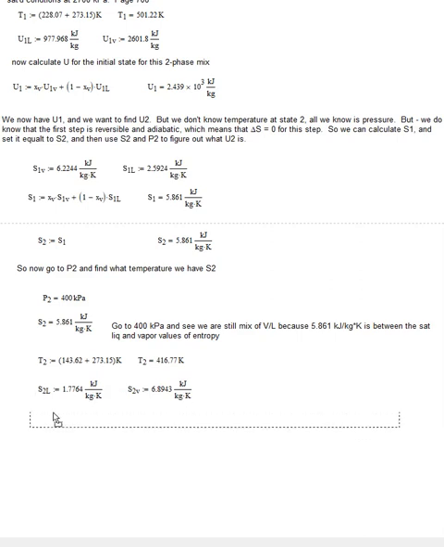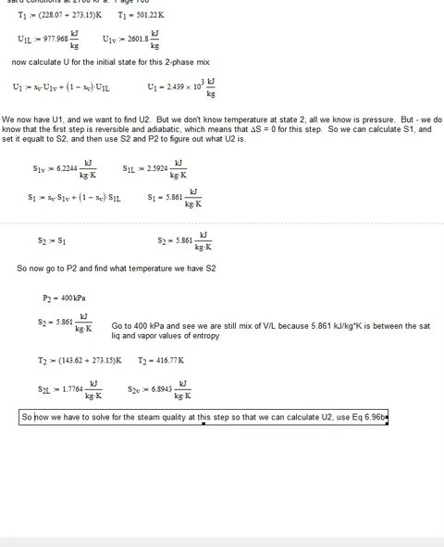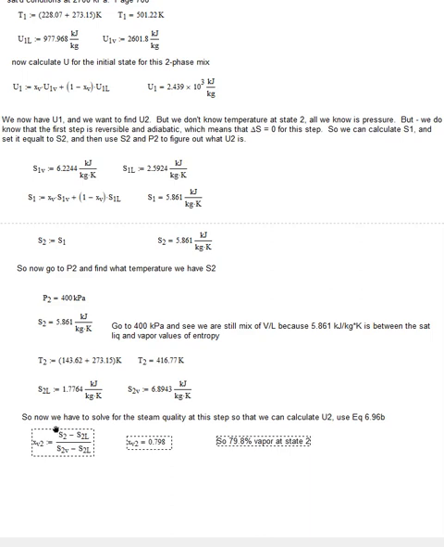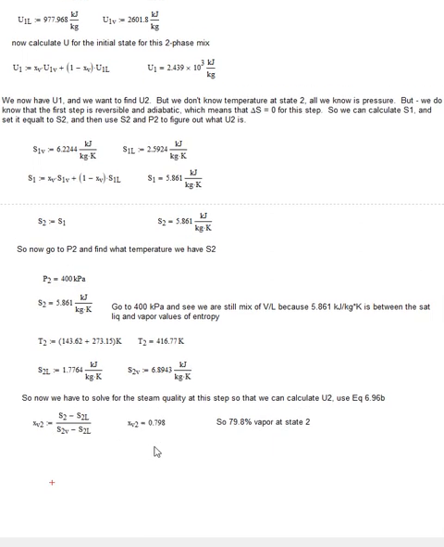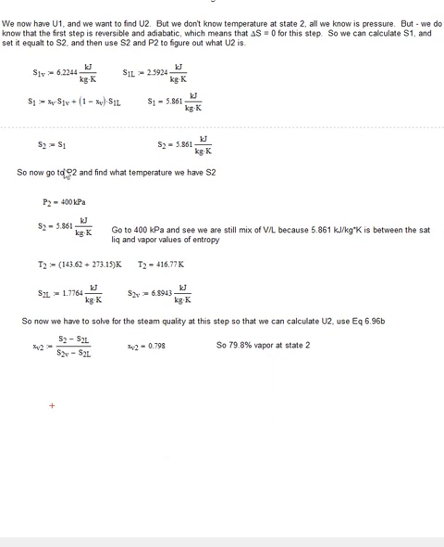So what we need to do is solve for the mass fraction of the vapor and the liquid. We know the total entropy of our system. We know the individual components of our liquid entropy and our vapor entropy. Now we just solve for X, the steam quality, at state 2. We rearrange the equation that we had up there, and we get a steam quality of 0.798, so about 80%. So we've gone from 90% vapor to about 80% vapor.